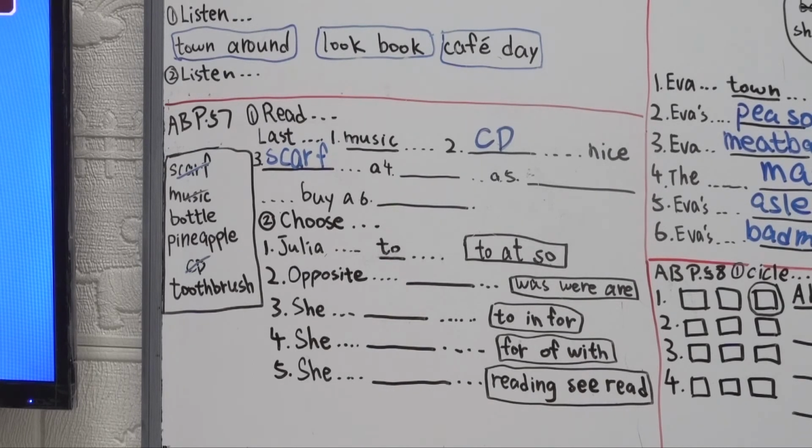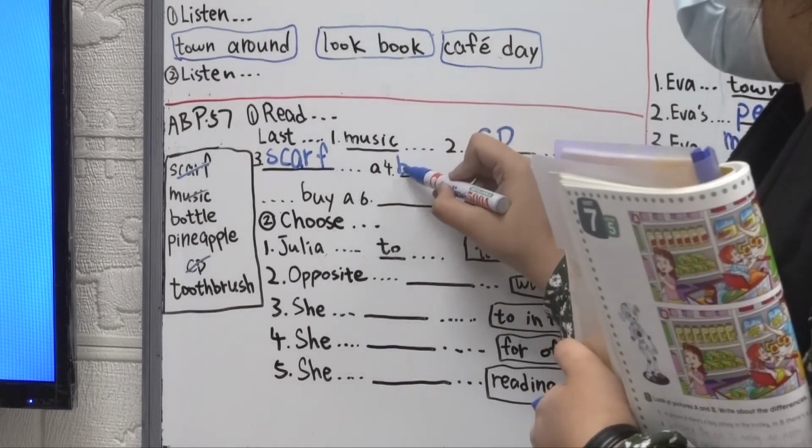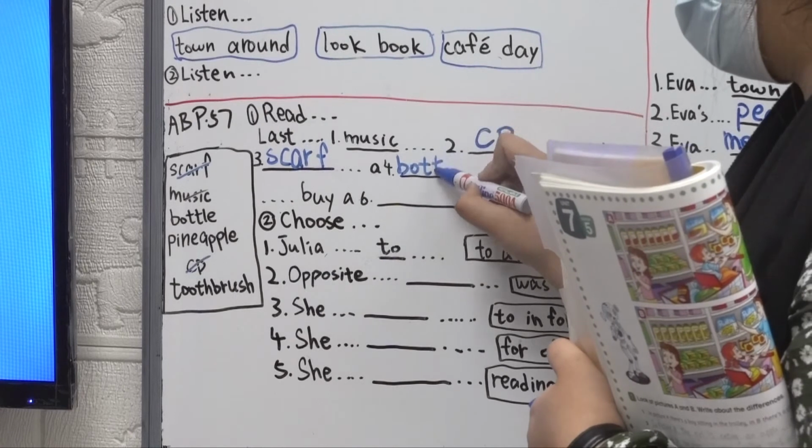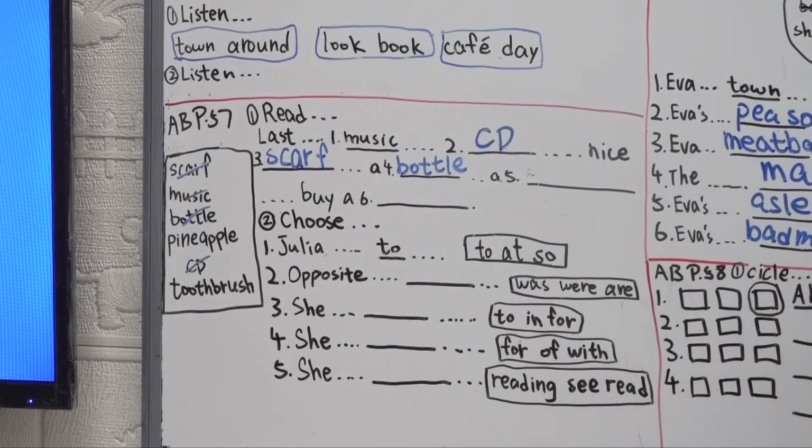Keep reading. Let's read. Then she was hungry and she bought a sandwich and a space of juice. That should be bottle, a bottle of juice. The correct answer is bottle. Next to the juice, keep reading after bottle of juice.